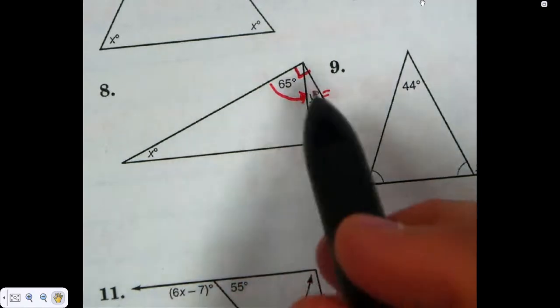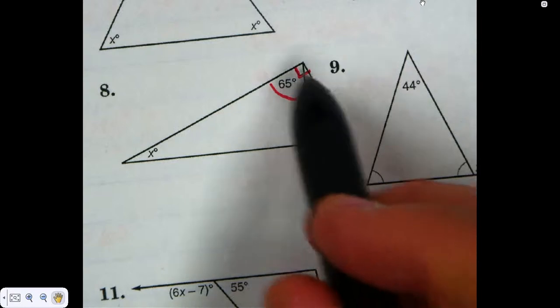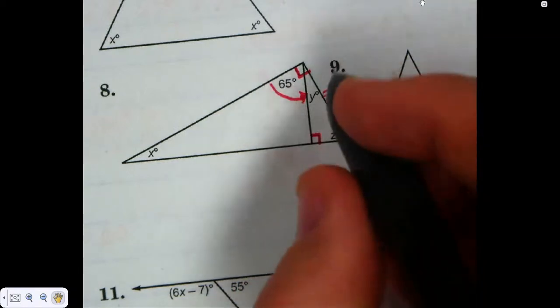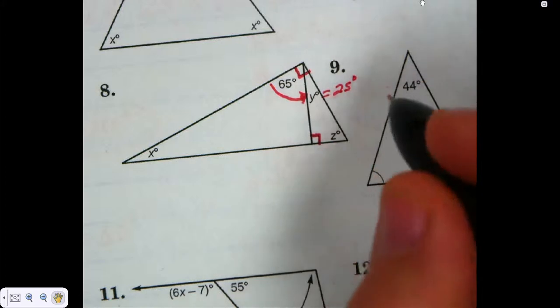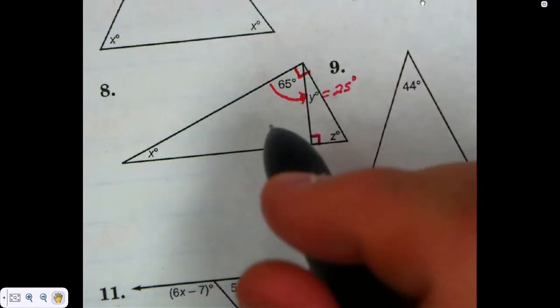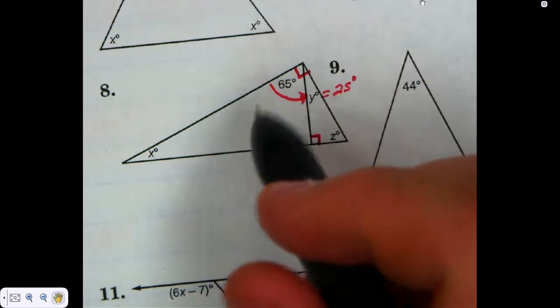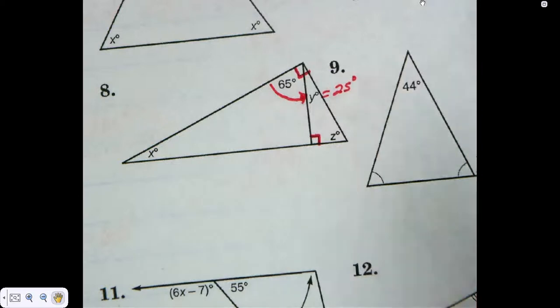Well, from here to here is 65. What's left if the whole thing is 90? What's left for y to be? 25. Basically, whatever 90 minus 65 is, right? If you can't do that in your head, as long as you understand, you can put that in your calculator.